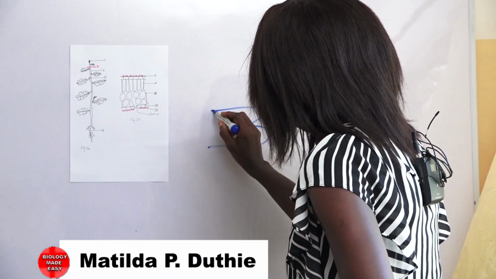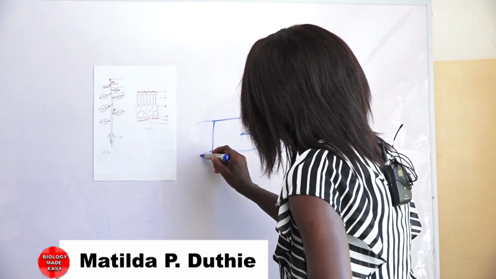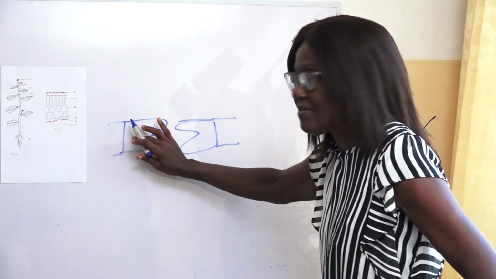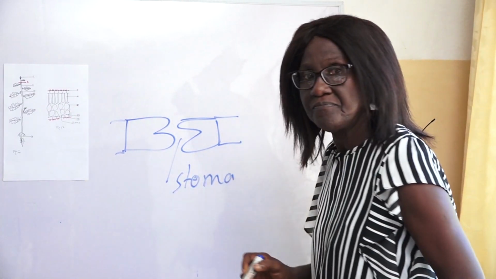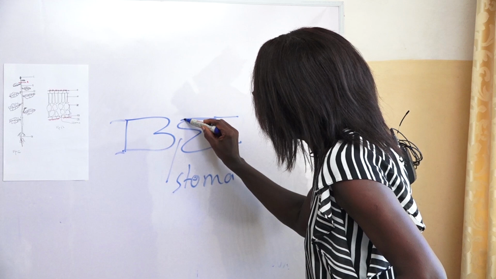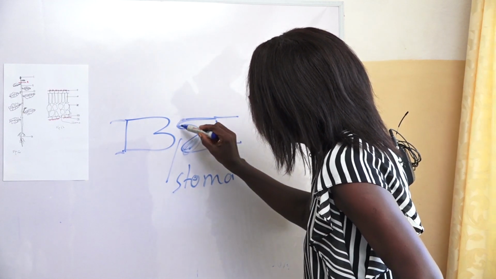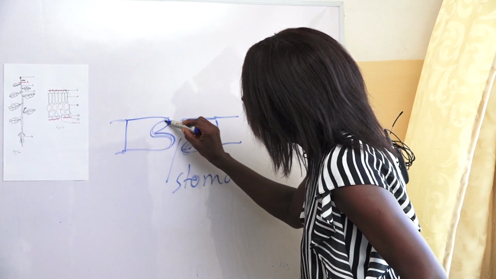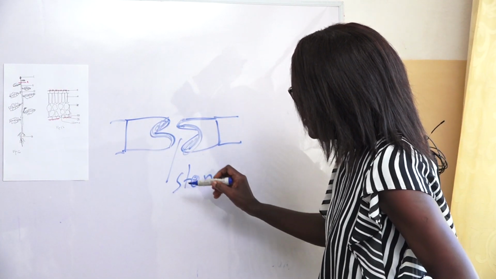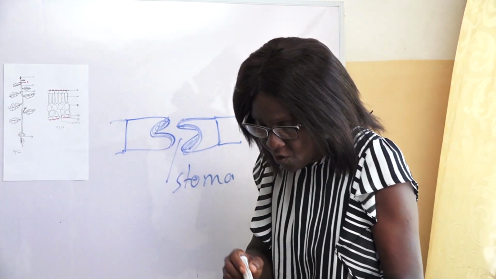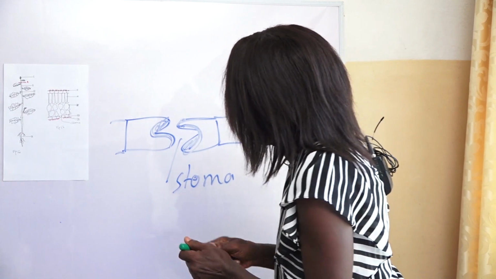This is a guard cell, this is a guard cell. In between the guard cells is a stoma. And this part of the guard cell is thick. The cell wall is thicker than the rest. And the guard cell is the only epidermal cell that has chloroplast.